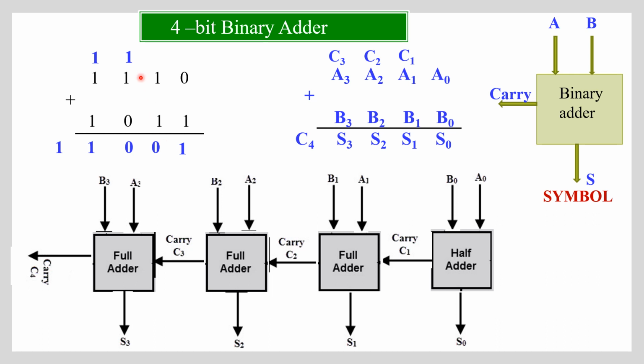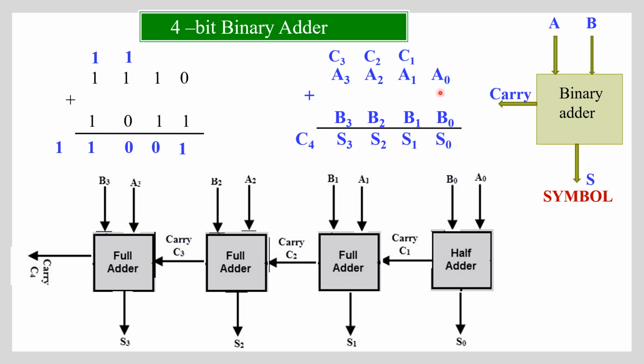1 plus 1, sum is 0, carry is 1. When we add 1 plus 1, sum is 0, carry is 1, plus 0, so sum is 0 and carry is 1. 1 plus 1, that is sum is 0, carry is 1, plus 1, sum is 1 and carry is 1. This way we do 4-bit binary addition.